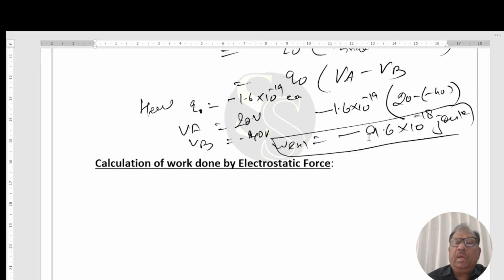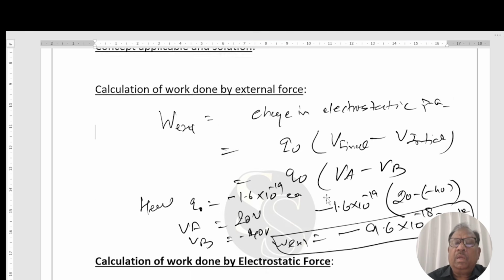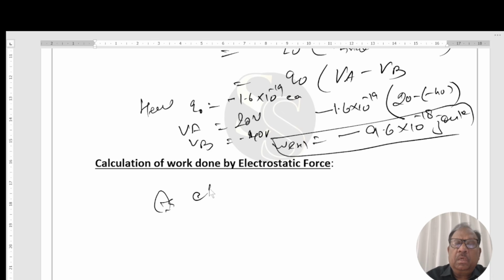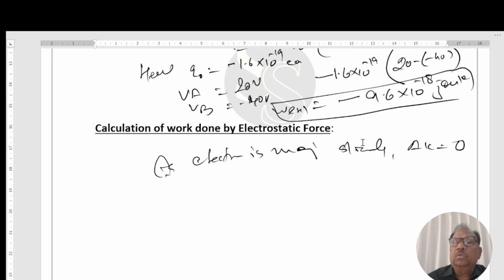Now, the meaning of moving an electron slowly from B to A: as the electron is moved slowly, it means that the change in kinetic energy is zero.